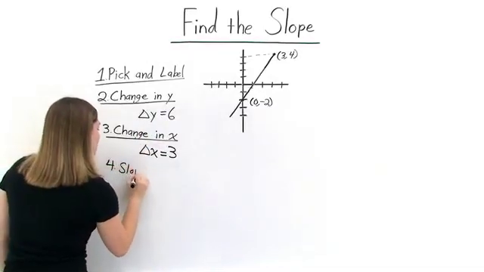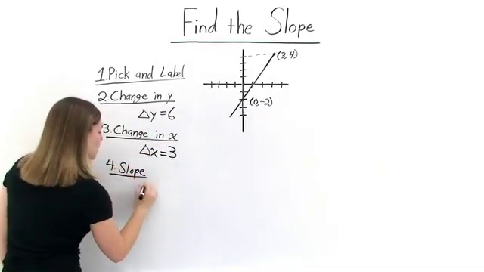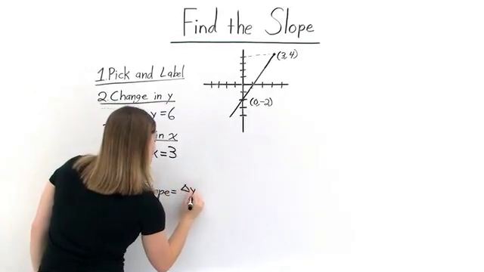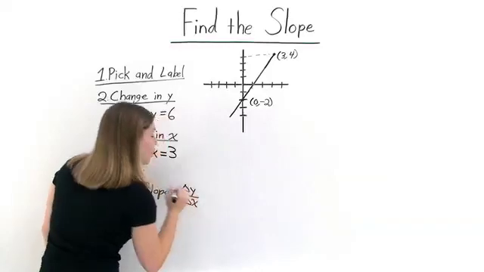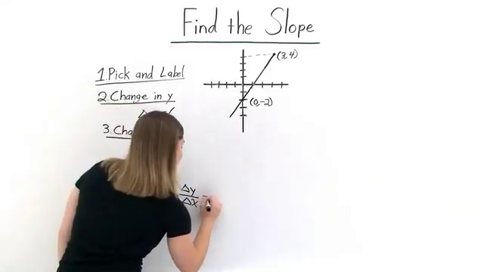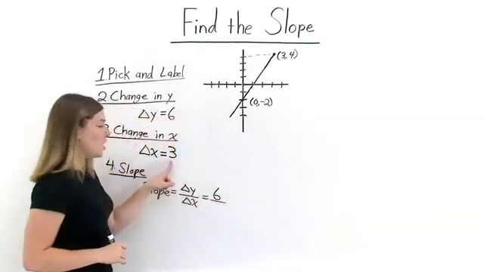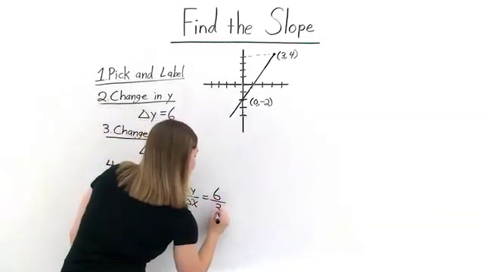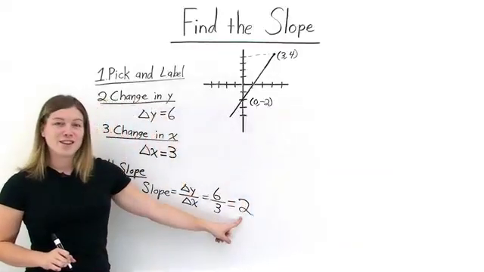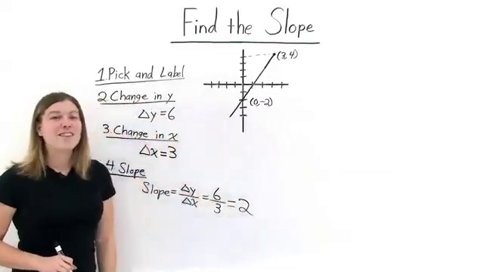In step number 4, let's recall one of the formulas for slope. Slope is equal to the change in y over the change in x. In our case, the change in y is equal to 6, and the change in x is equal to 3. And 6 over 3 is 2. So that's our answer. The slope of our line is equal to 2.